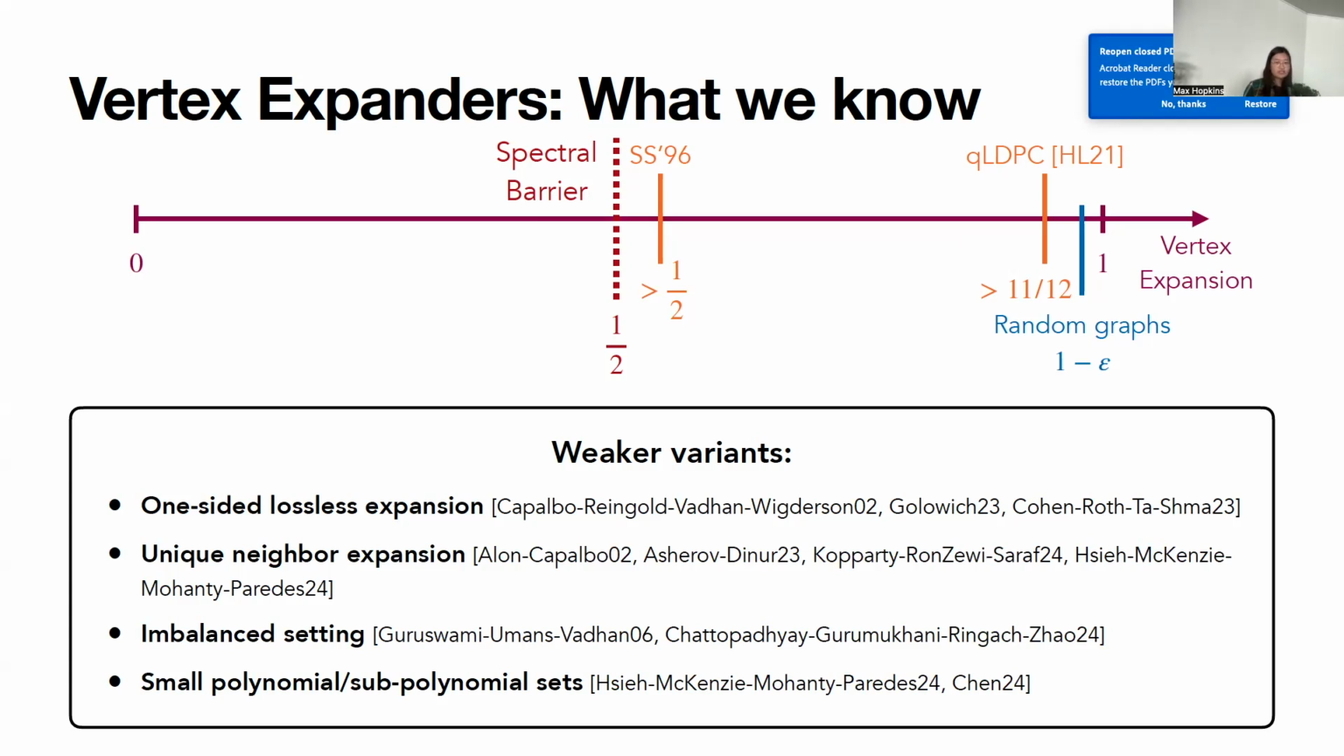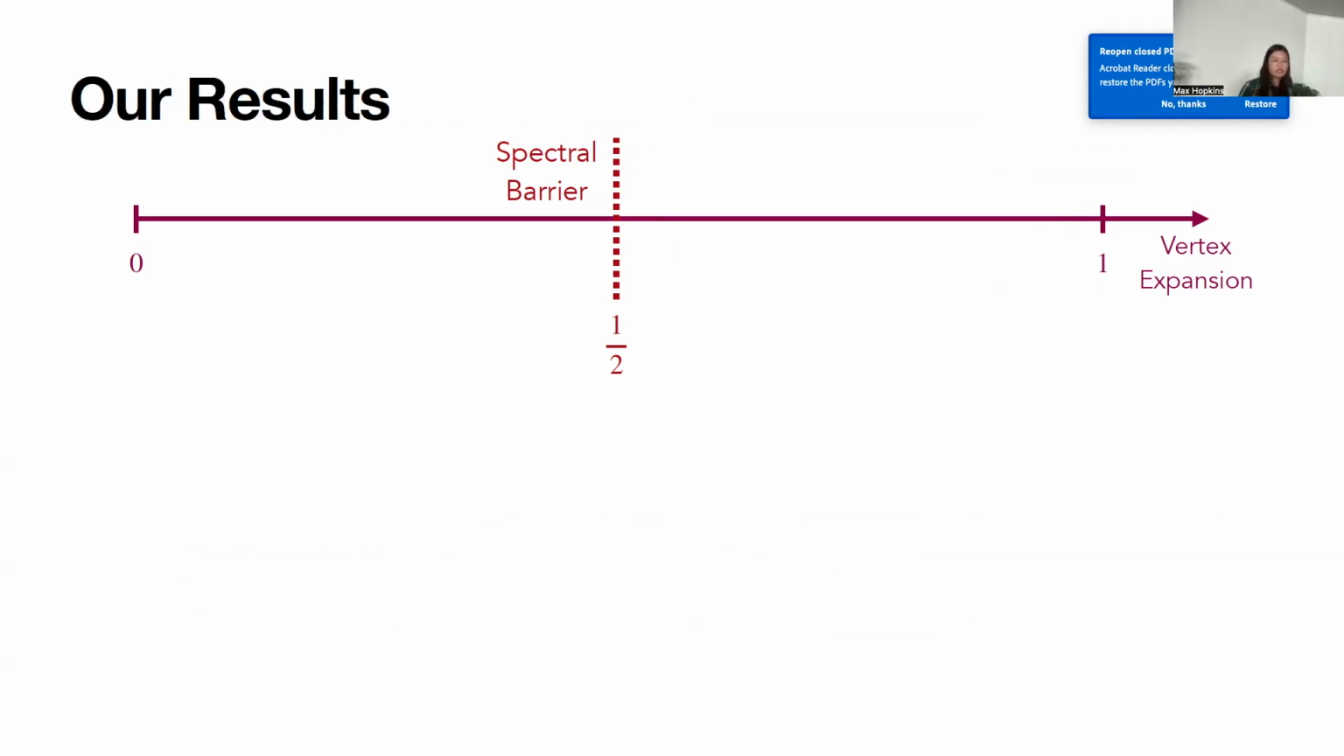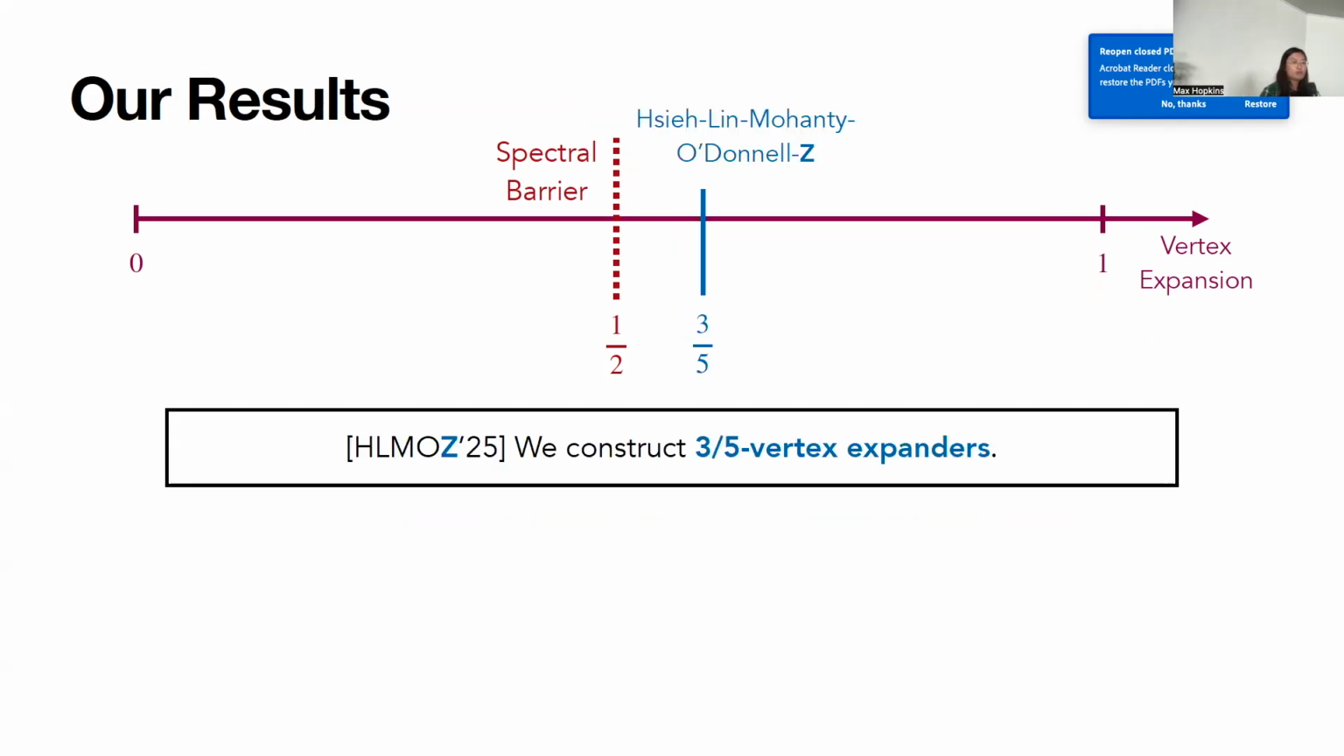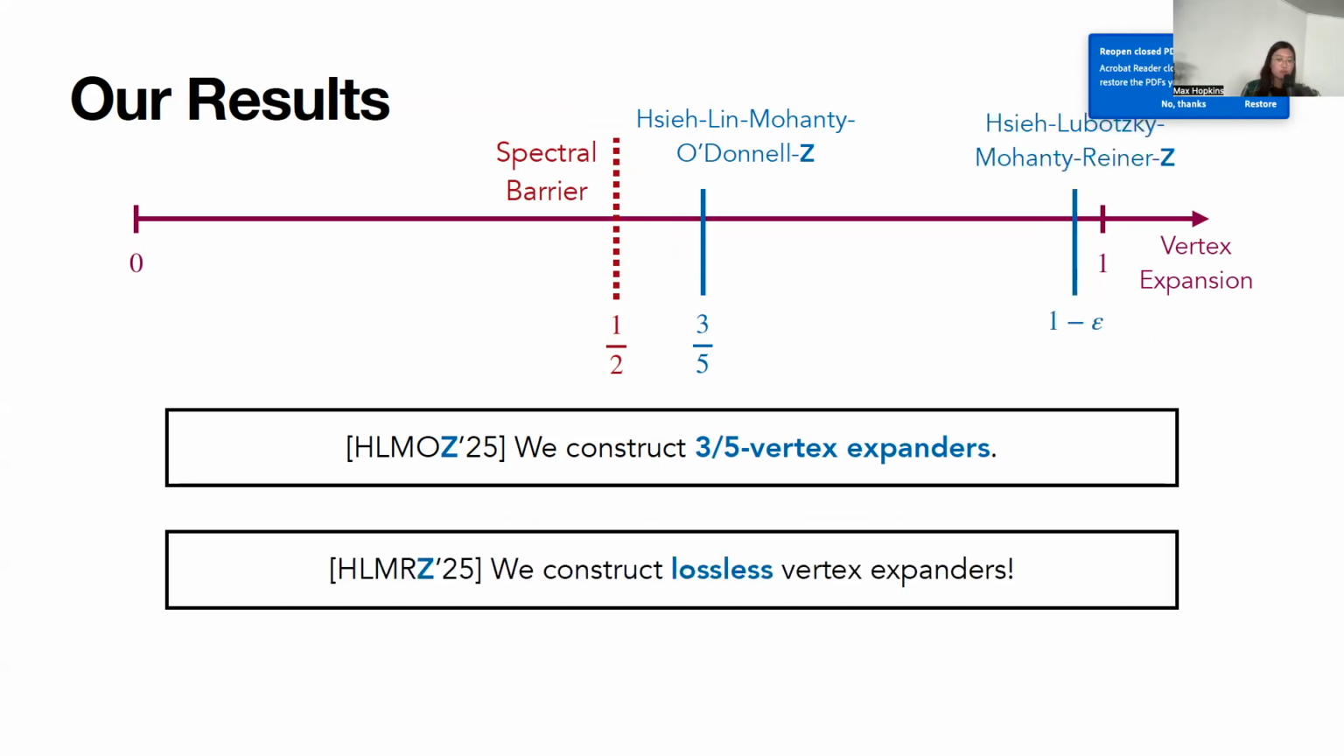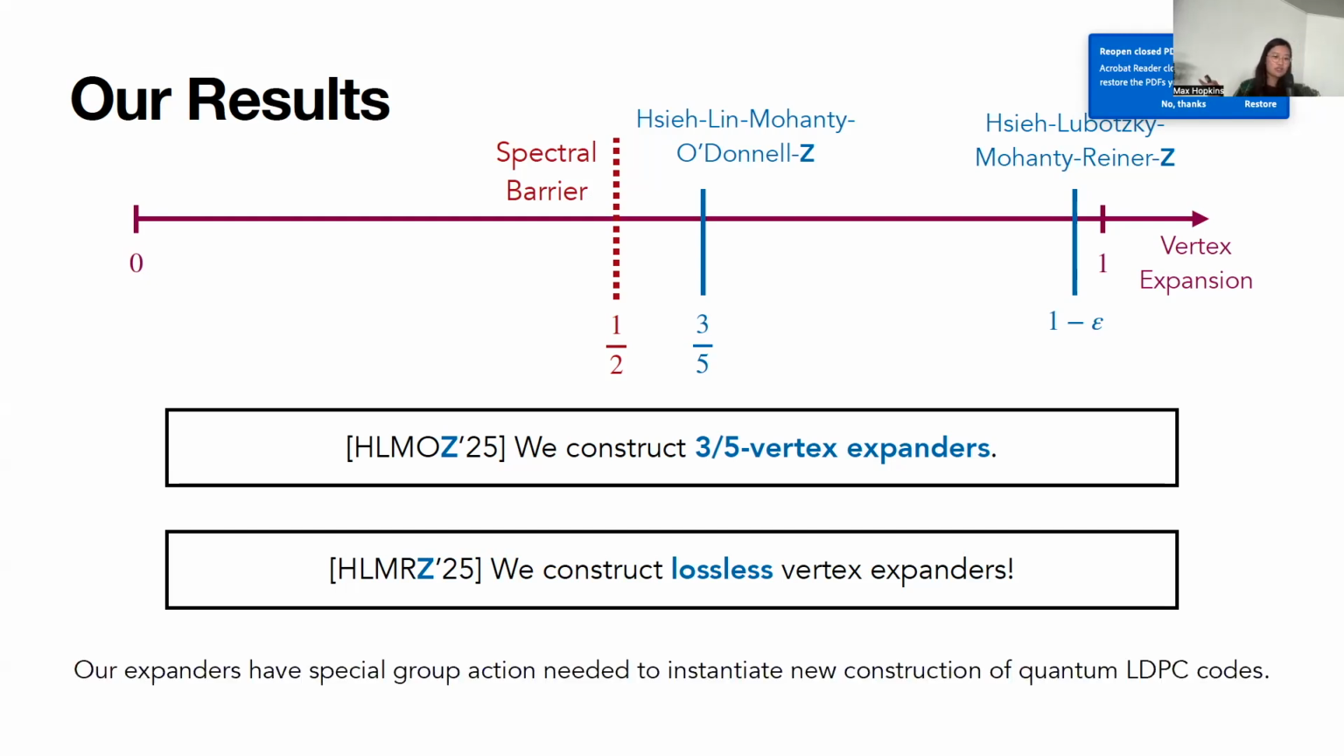All right, so that's what we know. What do we show? In the first work I mentioned, we pushed past the spectral barrier and got 3/5 vertex expansion, so beating the spectral barrier for the first time. And in our second work, we push it all the way up to lossless, so we get 1 - epsilon. And special note, our expanders have the special group action I mentioned before that will get you quantum LDPC codes as well.